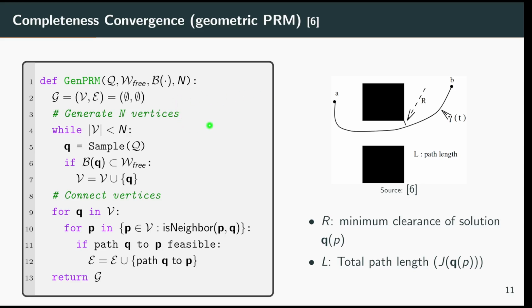And then remember in PRM we had these kind of like two major steps. First we generate vertices that are in free space, and then we try to connect edges, so the kind of neighbors, as long as they're also in free space.